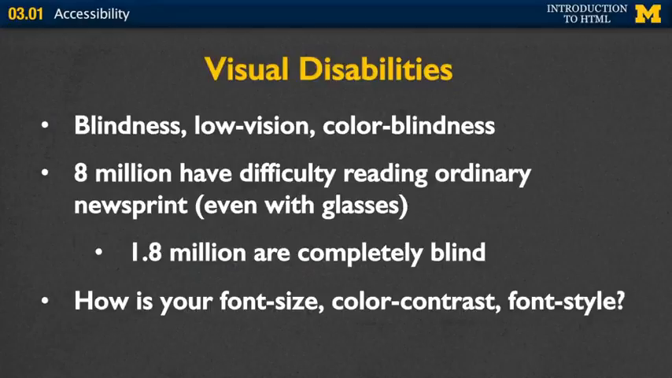When you talk about accessibility, almost everyone thinks about screen readers. They design and say, oh, I'm going to make sure that my page will read well on a screen reader. However, it's much, much more than that. While 1.8 million people are completely blind, we also have 8 million people who have difficulty reading ordinary newsprint, even with their glasses on. So one of the things that we want to think about when we're designing is more than just font size. We also need to think about color contrast, your different font style. Can someone really see your page as easily as possible?